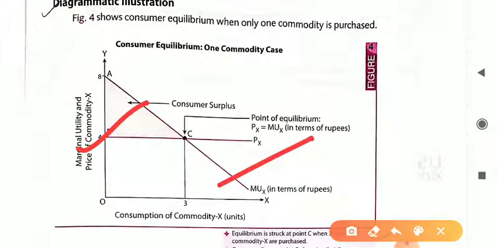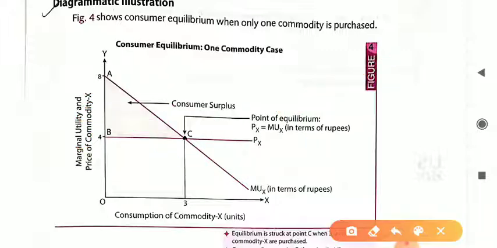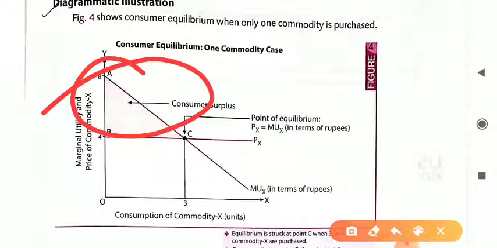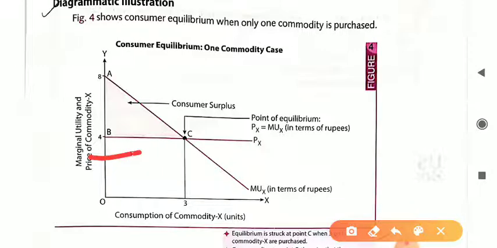The point where PX equals MUX is known as consumer equilibrium. It is the point of equilibrium. Above this point, which is more than 4, like 5, 6, 7, this whole portion is the area of consumer surplus. He is getting a surplus of rupees 5, rupees 4.5, and below this point 4 the consumer is getting rupees 2.5, rupees 0, minus 1.25, which is not good for the consumer.